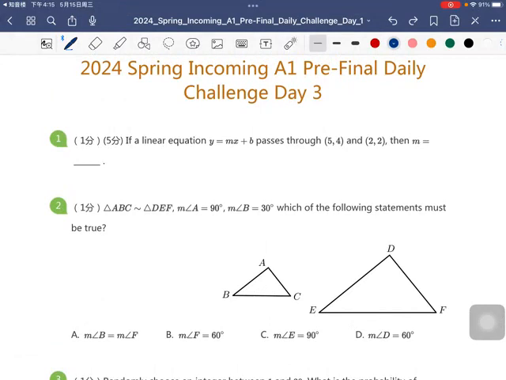Of course you can solve it using the 2 coordinates of the 2 points, right? You can put them into a system of equations. But since we're just looking for the slope m, you can actually use the shortcut, right? We can do y2 minus y1 over x2 minus x1, and it is equal to 4 minus 2 over 5 minus 2, and that's going to be 2 over 3, okay?